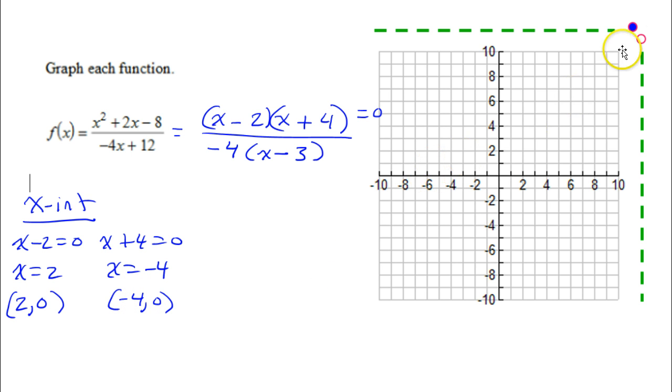So let's go ahead and graph those x-intercepts. Okay, so I have one here at (2, 0), and I have another one at (negative 4, 0). Alright, so those are my x-intercepts. How about y-intercepts?